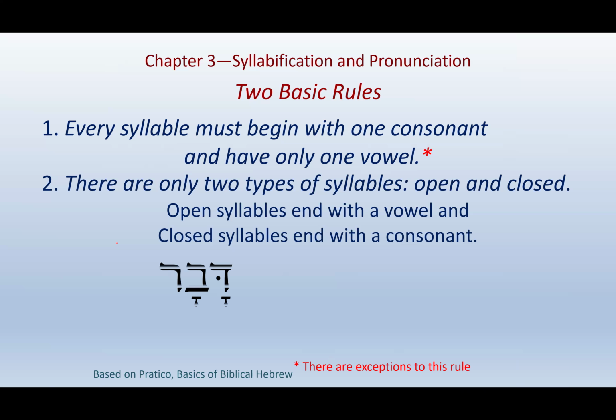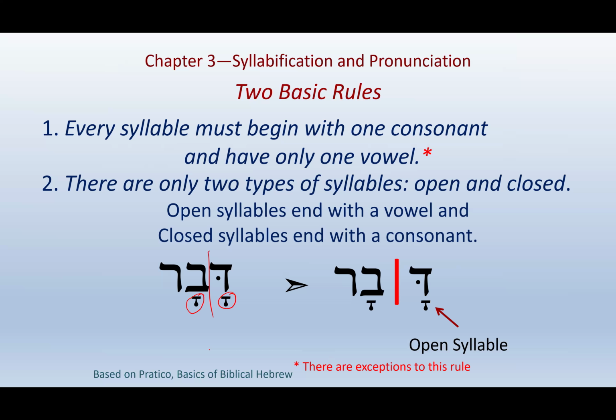So if we take the word davar, which means word, and we split it up into syllables, we see that the dalet has a vowel, a qamets, and the bet has a qamets. So this bet is not linked up with that dalet as a syllable. Instead, the syllable is going to break between those 2. So let's do that. There we go. So we have da-var. The da is an open syllable because it ends with a vowel, and var ends with a consonant. That's a closed syllable.